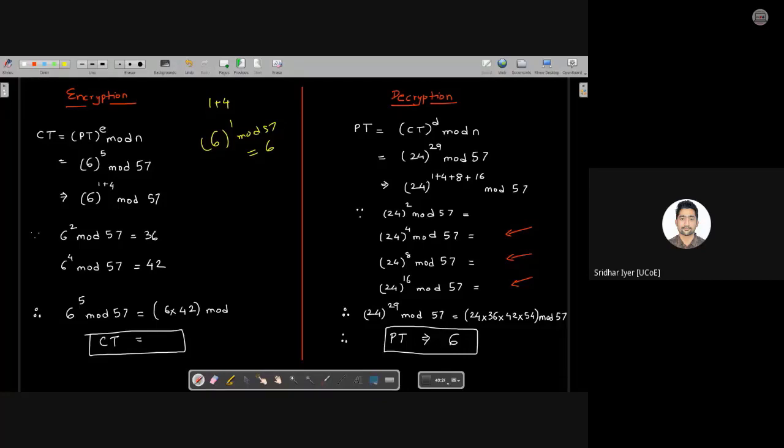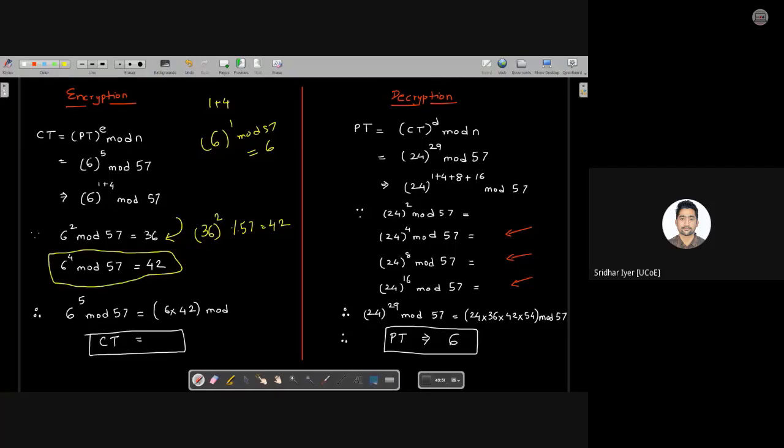Now I have written the answers because this is very easy to calculate. 6 square mod 57 is 36 mod 57. It comes out to be 36. Next up, 6 raised to 4 mod 57 is nothing but 36 square mod 57, and you get the answer as 42. Can we stop over here? Yes, I guess, because we got the value of 6 raised to 4.